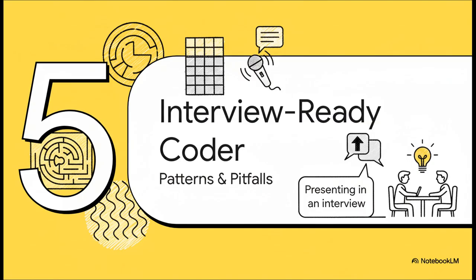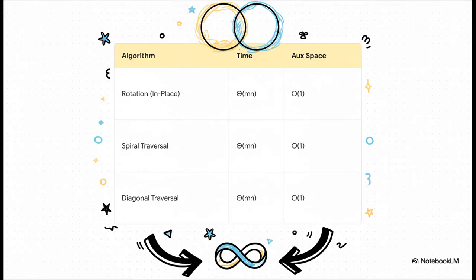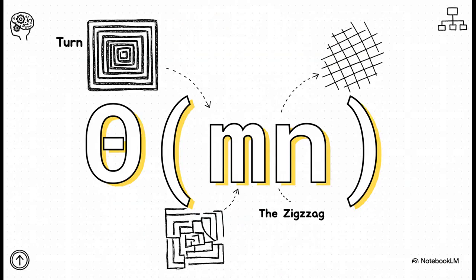Now let's pull it all together and talk about how to really shine when you're explaining this stuff in an interview. And when you look at them side by side, something really cool emerges. Notice that? For their most efficient versions, they all have the exact same time complexity and the same auxiliary space complexity. This tells you they're all equally efficient, both in terms of speed and the extra memory they need. So why is the time complexity always theta of m times n? Well, it's because each of these patterns, the turn, the peel, and the zigzag, are all just really clever ways of doing one simple thing: visiting every single cell in the matrix exactly one time.